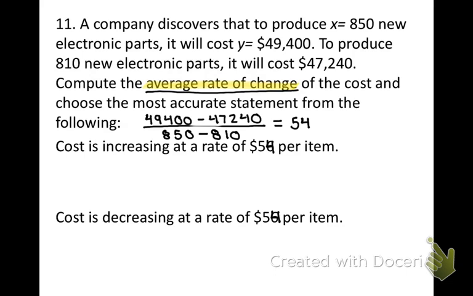So if at 810 it costs $47,240, and at 850 it costs $49,400, we can see that to produce more items costs more. And we also found that when we calculated this average rate of change, it came out to be a positive number. So this represents to us that our cost is increasing at a rate of $54 per item.